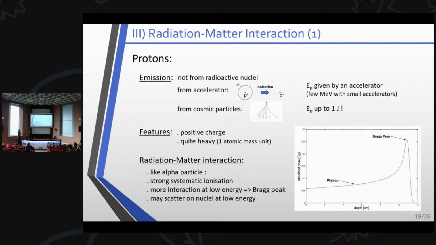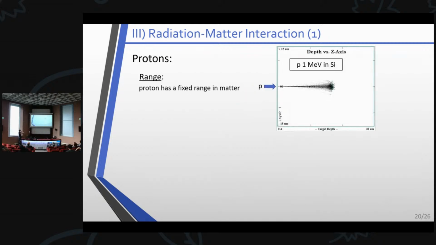So the feature of the proton is the positive charge. It's quite heavy. It will more or less be like the alpha particle. It will have a Bragg peak with a lot of energy deposition at the end of the path. It's more or less like the alpha particle, and I can show you this on this graph. It's a proton of 1 MeV in silicon, and a few slides before I showed an alpha particle of 5 MeV in silicon. So you can see that it's more or less the same. It's not the same energy, obviously, but it is the same behavior.